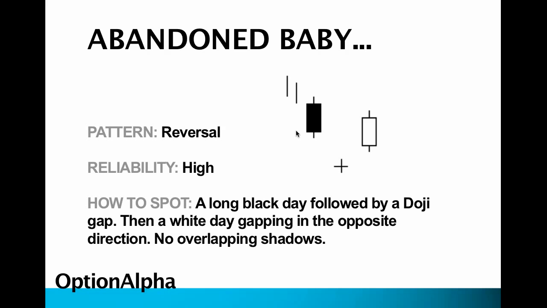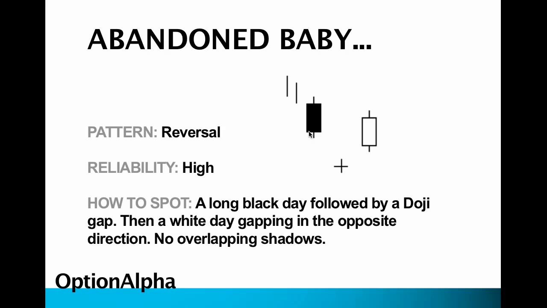What usually happens in this pattern is that there's a long black day, which is this day here that my cursor is highlighting. And this can be longer than this candlestick, obviously. It can be really long and powerful, or it can be fairly short, but you don't want it too short. It wants to be a big, fat, long black day or down day in the markets.